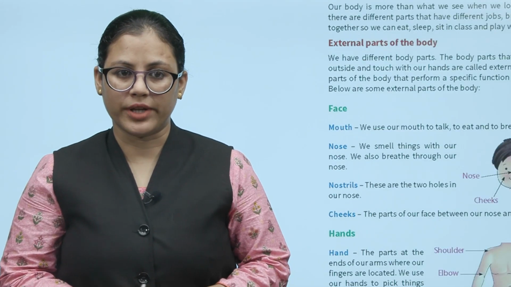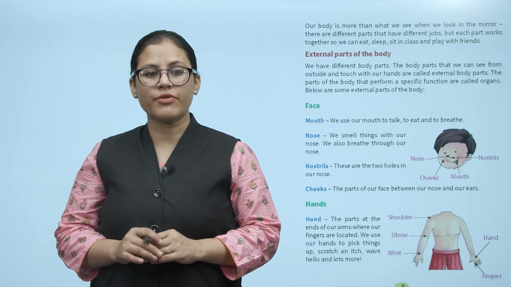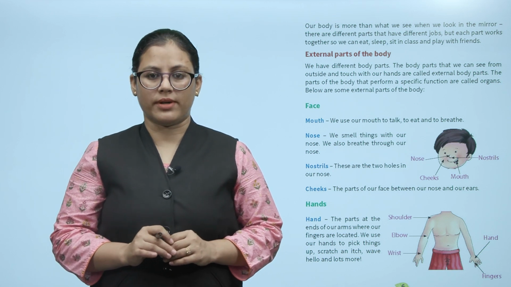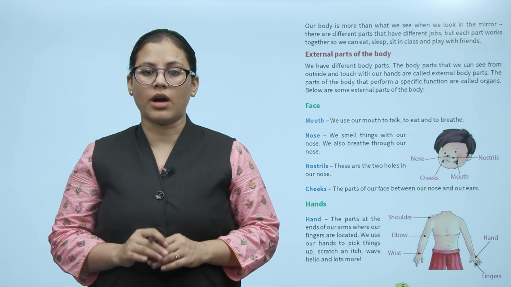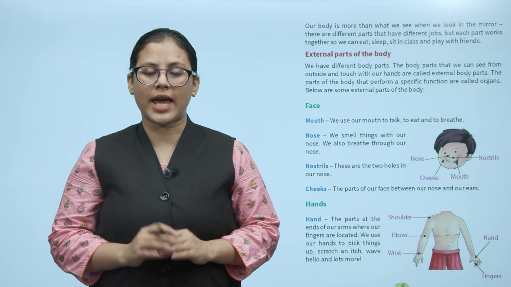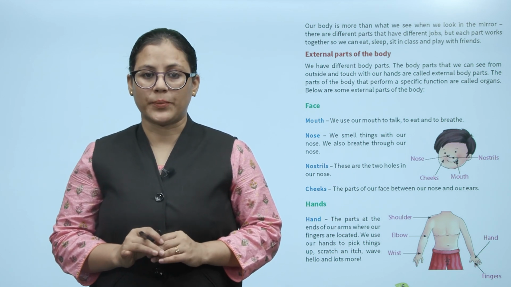External parts of the body. We have different body parts. The body parts that we can see from outside and touch with our hands are called external body parts. The parts of the body that perform a specific function are called organs. Below are some external parts of the body. External parts of the body जिन्हें हम touch कर सकते हैं और बाहर से देख सकते हैं.